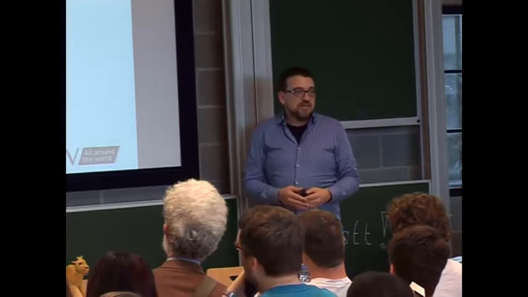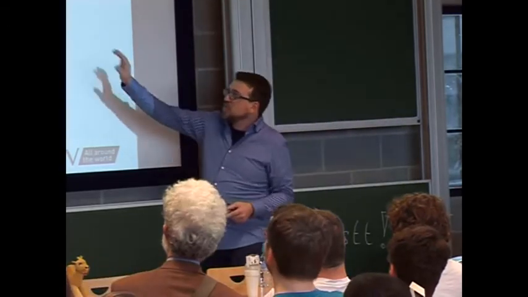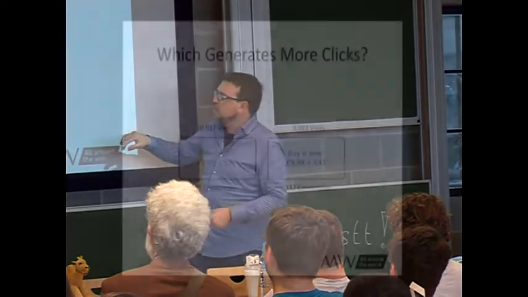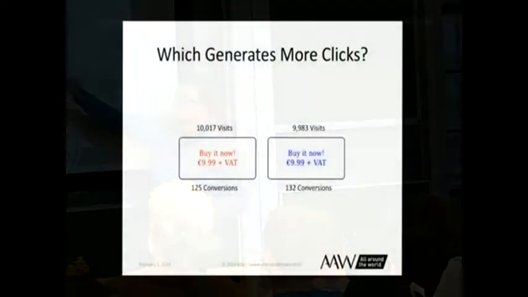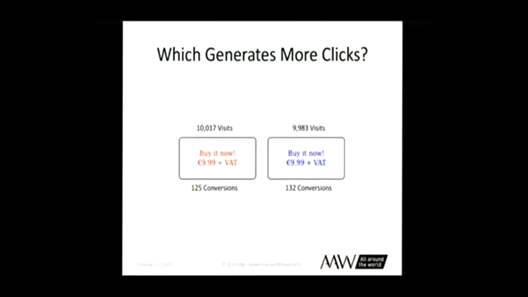So let's try this again, because this is real fun. We have roughly 20,000 visitors in our experiment. We see a little over 10,000 on the red button, a little under 10,000 on the blue, 125 conversions on red, and 132 conversions on blue. Which one performed better? The blue. You said blue? Okay, anyone else? The answer is we don't know yet, and I'll show you why.